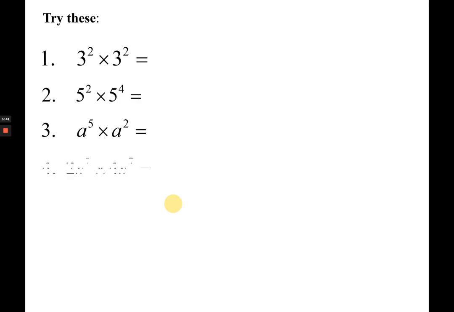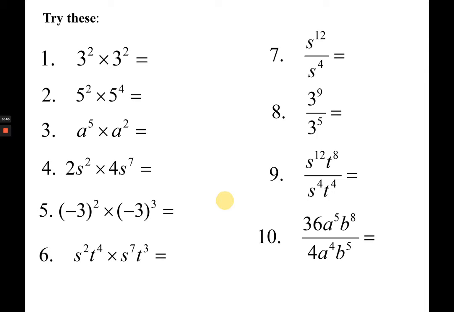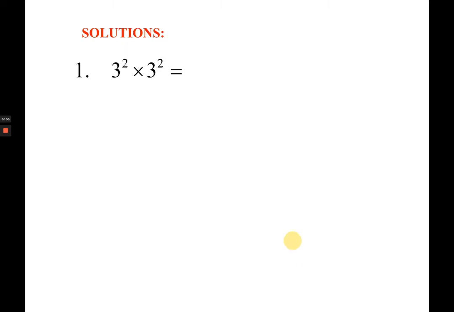Let's have your exercise. We have here your 10 exercises, and let's check the solution, or let's try solving them together. You have 3 to the power of 2 times 3 to the power of 2. Remember, multiplying, you add your exponents. 2 plus 2, you have 4. 3 to the power of 4. 3 to the power of 4 is simplified as 81.